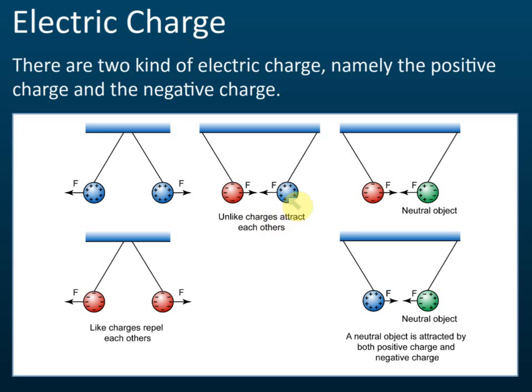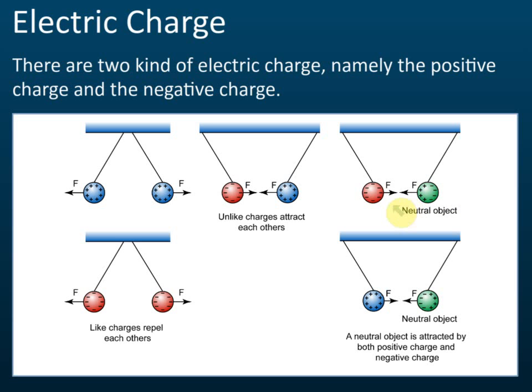Then how about a charged particle with a neutral object like this one? This is charged, but this is neutral, because you see the number of positive and the number of negative are the same, right? So this is a neutral object. If you put a charged object close to a neutral object, the charged object will pull or attract the neutral object.